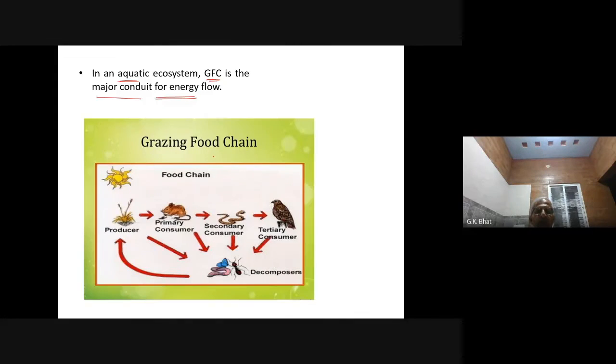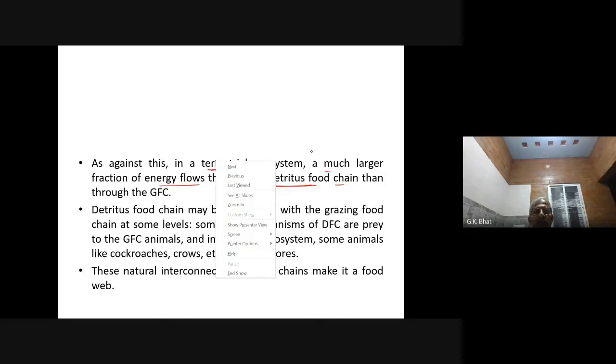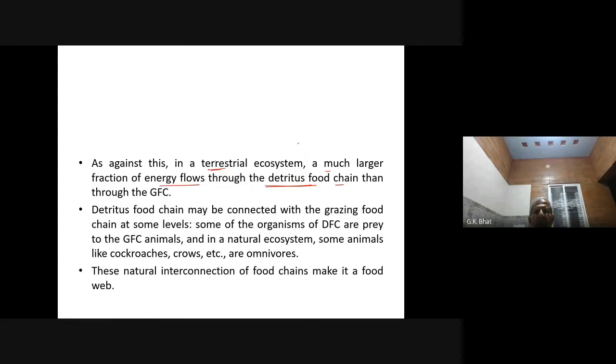As against this, in terrestrial ecosystem, a much larger fraction of energy flows through detritus food chain. Why? Because in terrestrial ecosystem, when the producers die, they are acted upon by decomposers. When the herbivores die, they are acted upon by decomposers. When the secondary consumers die, they are acted upon by decomposers. Therefore, much more energy flows through detritus food chain than grazing food chain.